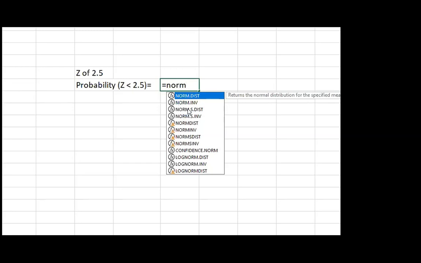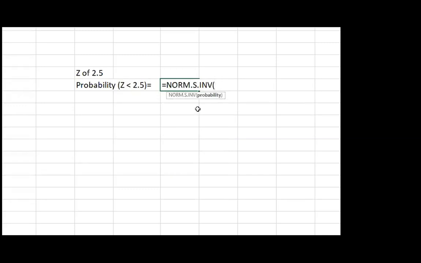This is the standard Z, so you have to use the one with norm.s. There are two types, distribution and inverse. The inverse just needs the probability, so that's not the one. So we just use the distribution. It's asking for Z. Z is 2.5. And it's also asking, do you want cumulative or non-cumulative? So what's the difference?